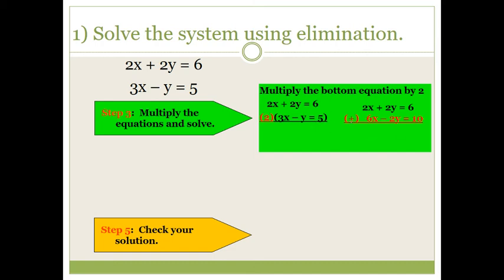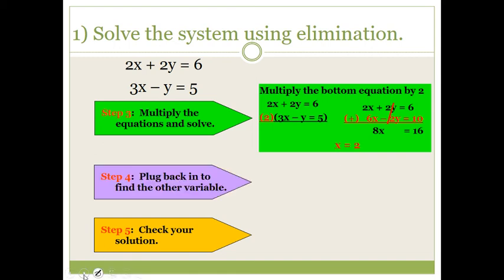Now I can add the equations together. So 2x plus 6x is 8x. Our y's canceled. And 6 plus 10 is 16. And finally, we have an equation that has just one variable in it. So I divide both sides by 8 in this case, and we get that x is 2. And then just like with substitution, now that I know one of the variables, I can plug it back into one of our original equations and solve for, in this case, the missing variable, which is y.